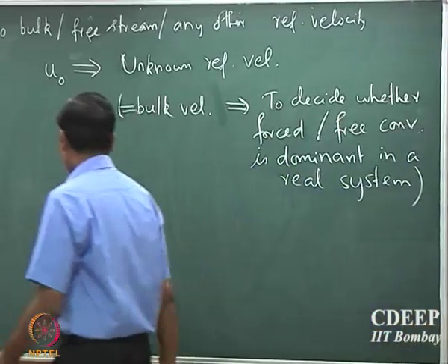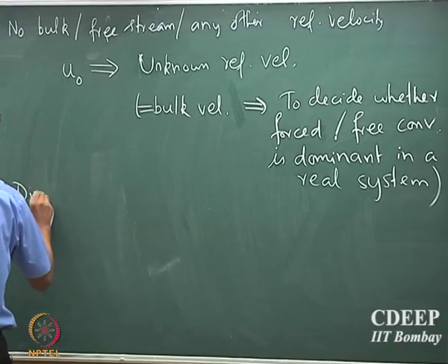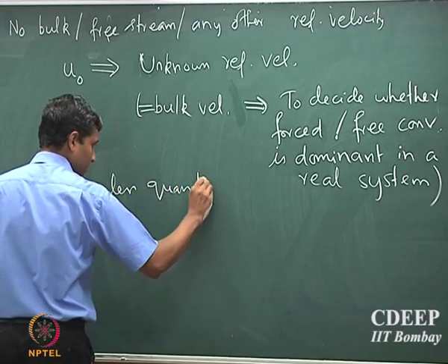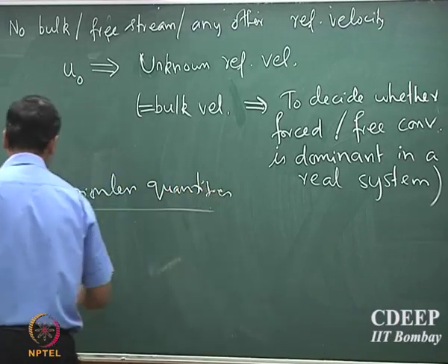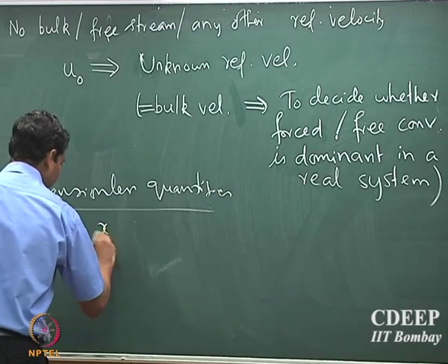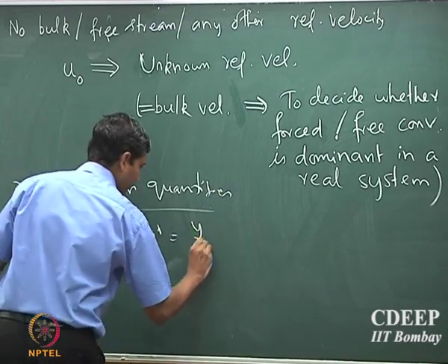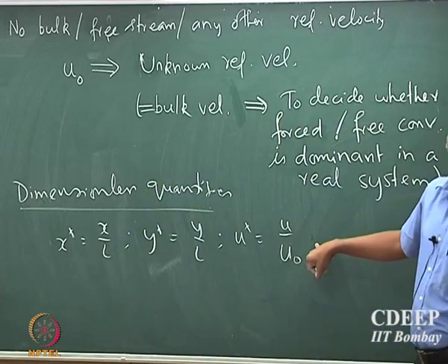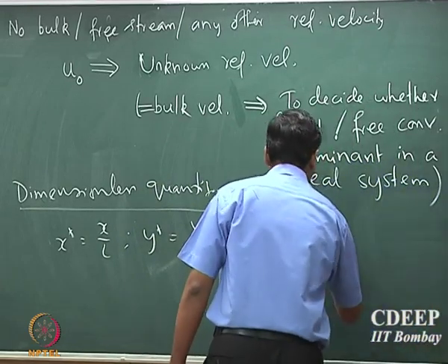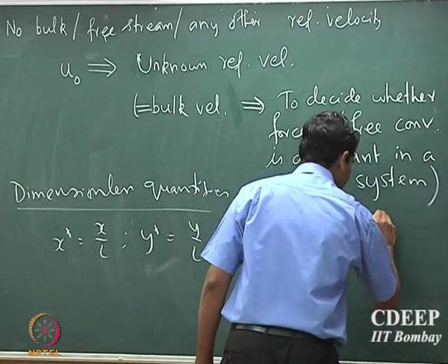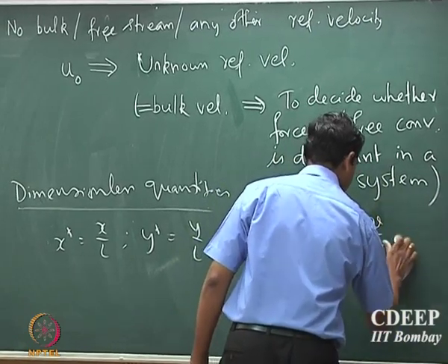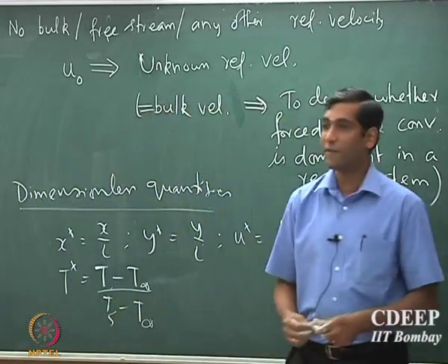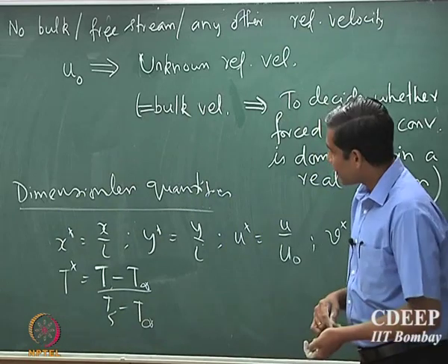Okay. So, suppose we use this as the reference velocity and then we introduce the dimensionless quantities. We introduce x star is x by L, y star is y by L, u star is u by u naught, note that we do not know what u naught is, it is still an unknown reference velocity, and v star is v by u naught. So, that will be T star is (T minus T infinity) by (T s minus T infinity). So, that is my definition of all the dimensionless quantities.